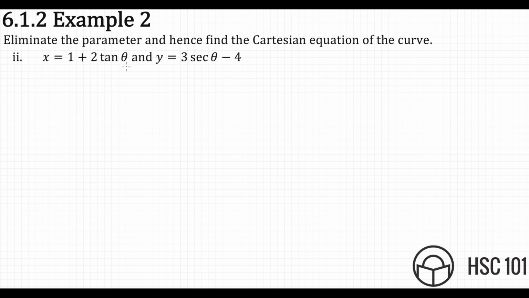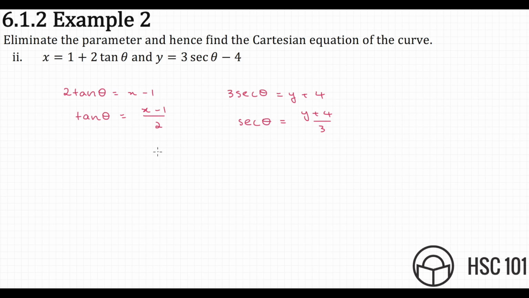So if I look at the first equation here, where x equals 1 plus 2 tan theta, we know that 2 tan theta equals x minus 1. So in other words, tan theta is going to be equal to (x minus 1) over 2. If I look at the second equation, we can see that 3 sec theta equals y plus 4. Or in other words, sec theta equals (y plus 4) over 3. So if I want to eliminate theta from both these equations, I need to think about how tan theta and sec theta are related.